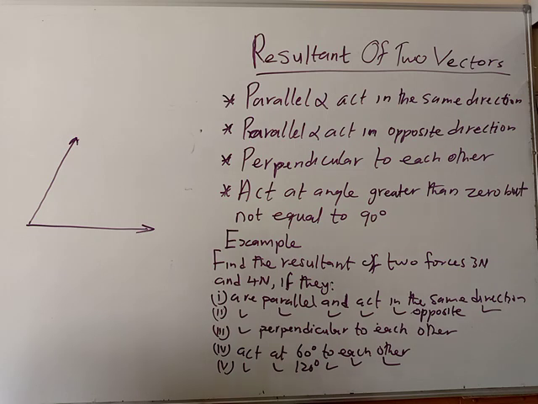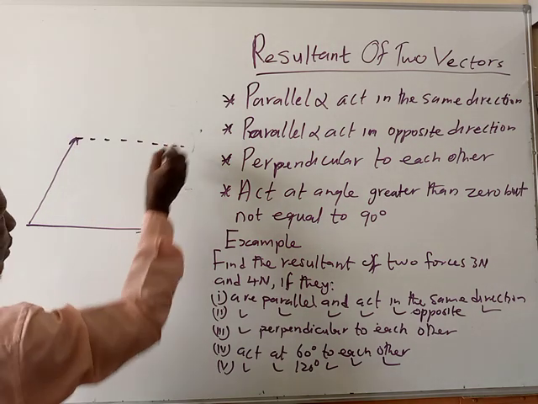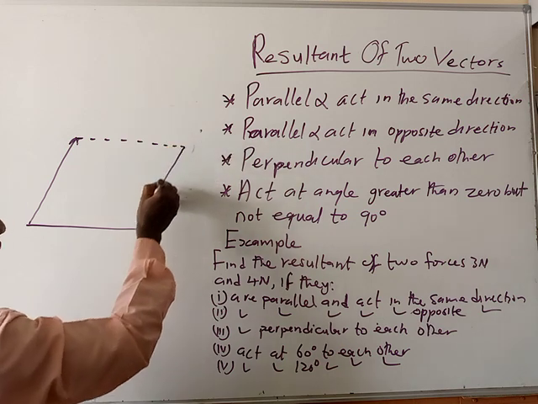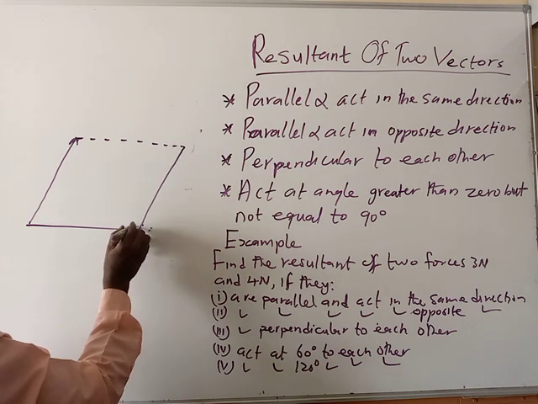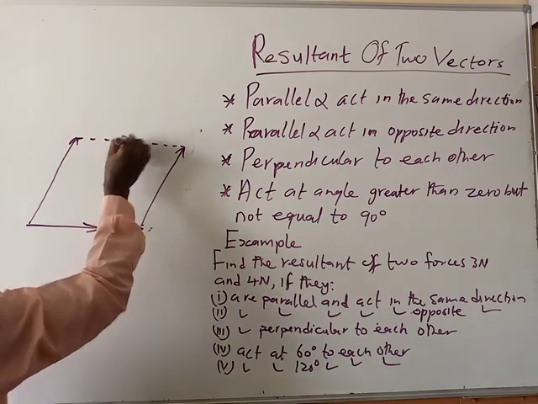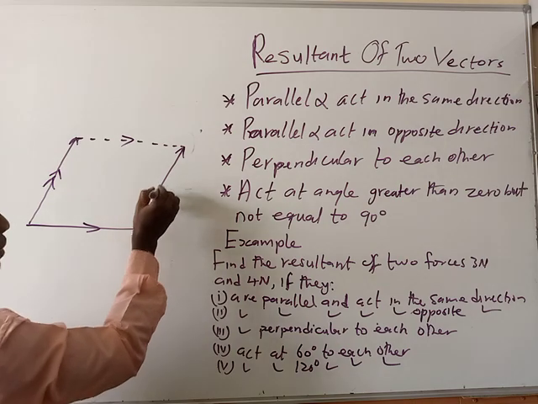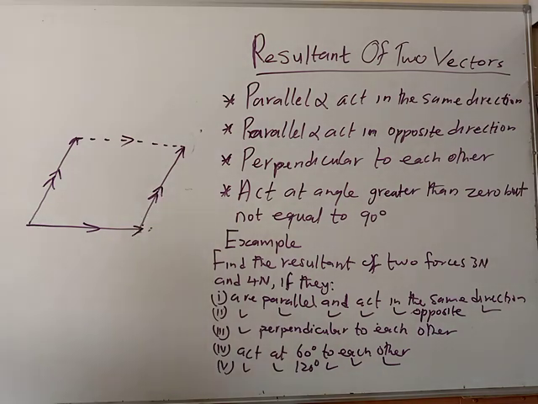You use it to form a parallelogram. It's now in form of parallelogram. Then this. Therefore, the resultant of this vector is the diagonal.